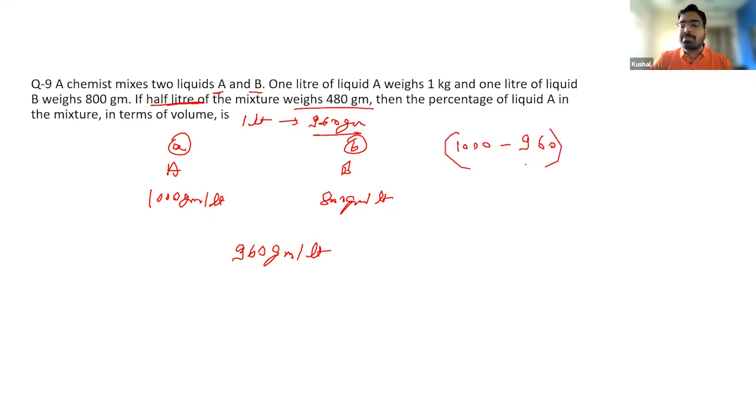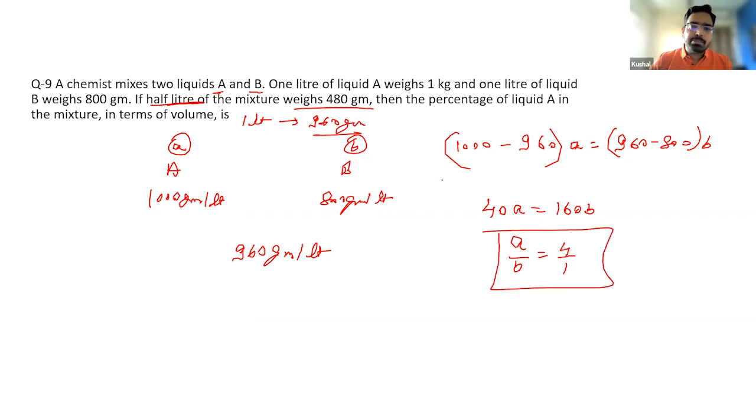That will be a surplus on one part, or 1 liter, right? How many such liters have I taken? I've taken A liters, which should equal 960 minus 800 into B. So what we get over here is 40 into A should be equal to 160 into B. So A by B should be equal to what? 160 by 40, or 4 by 1, right? This should be 4 by 1.